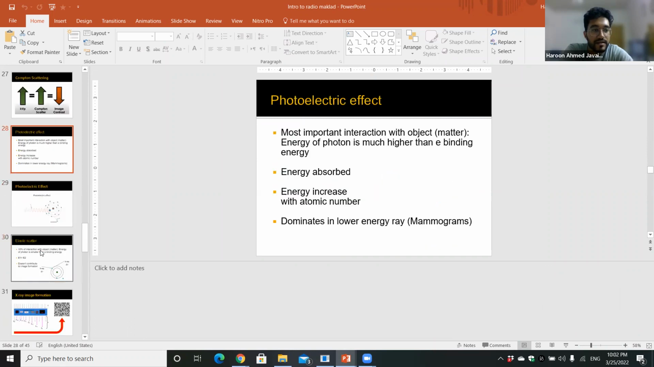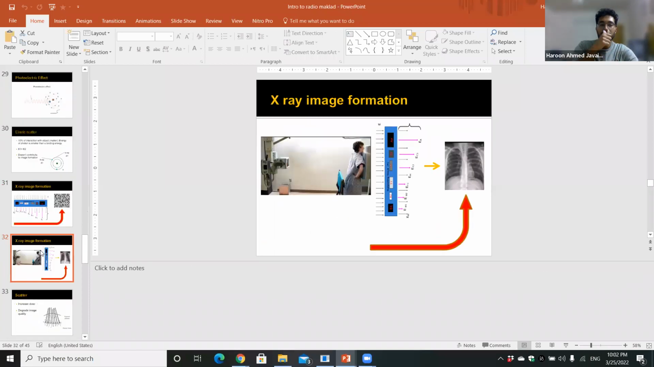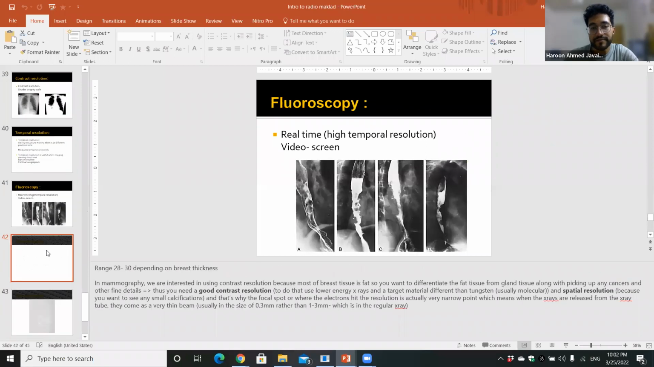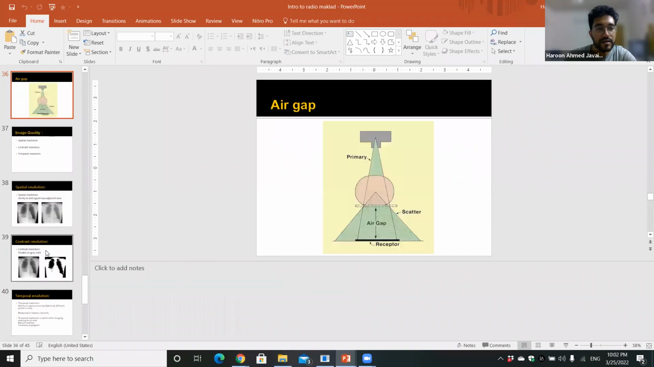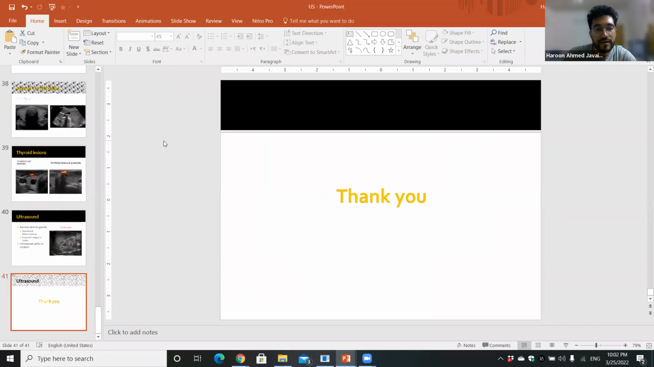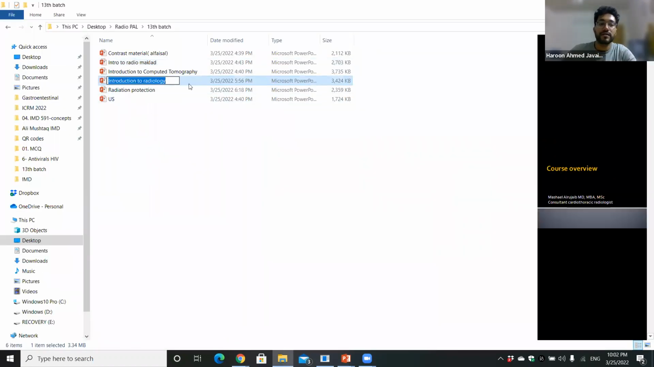I didn't save the slides. Oops. Oh, this is a different presentation. Anyway, the photoelectric effect. Yeah, this is a different presentation. But it should not, doesn't have photoelectric effect. Why does it not have photoelectric effect? This is a different one. Sorry. This is yours.